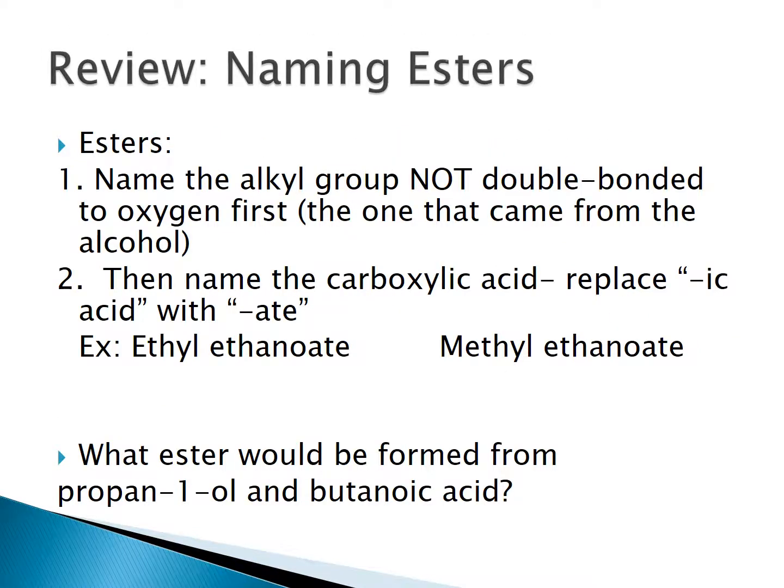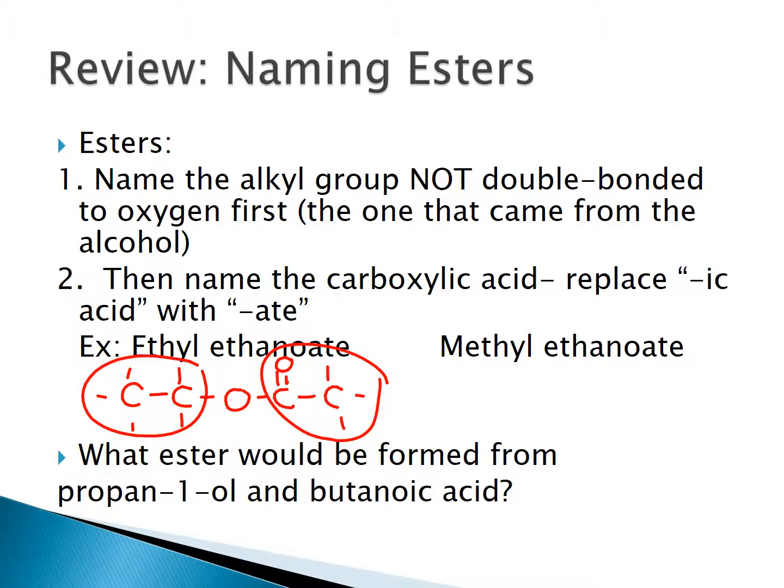So, to review naming esters, when we name them, we first name the alkyl group that's not double bonded to the oxygen. So this is the one that came from the alcohol in the original reaction. Then we're going to name the carboxylic acid part. So instead of saying ic acid, we're going to replace that with ate. So an ester that came from ethanol and ethanoic acid would be called ethyl ethanoate. Okay? And if we draw that, it would look like this. So this is the ethyl part, and this is the ethanoate part.